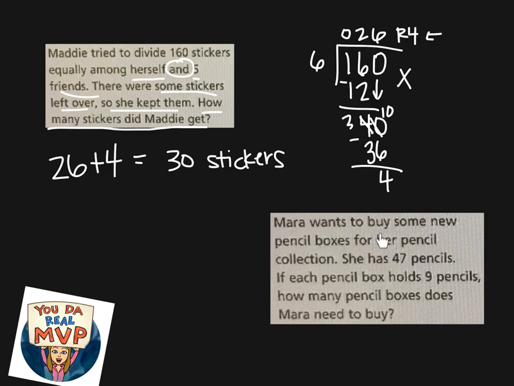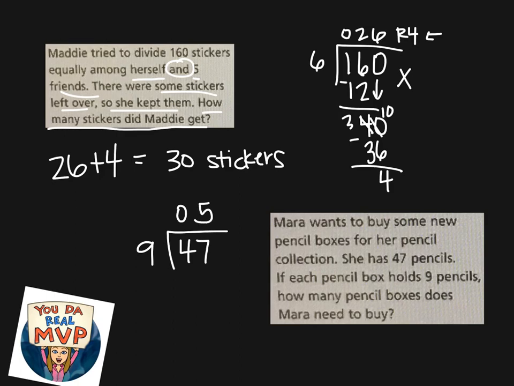Mara wants to buy some new pencil boxes for her pencil collection. She has 47 pencils. If each pencil box holds 9 pencils, how many pencil boxes does Mara need to buy? Okay, so here's our problem. 47 pencils divided by 9 because 9 fit into a box, and we need to figure out how many boxes she has to buy. Does 9 go into 4? Nope, 0 times. Does 9 go into 47? 9 times 5 gets me the closest.